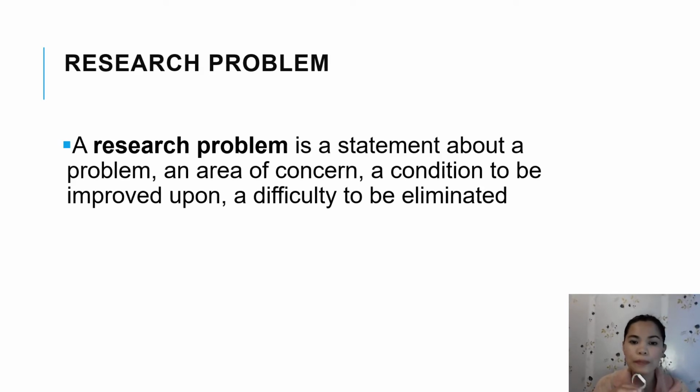A research problem is a statement about a problem, an area of concern, a condition to be improved upon, a difficulty to be eliminated. So these descriptions of research problem would give you an idea what you would consider in your research. As we have discussed in our Practical Research 1, research is in a cyclical form, it will start with a problem and end with a problem. So now we're gonna start with a problem.